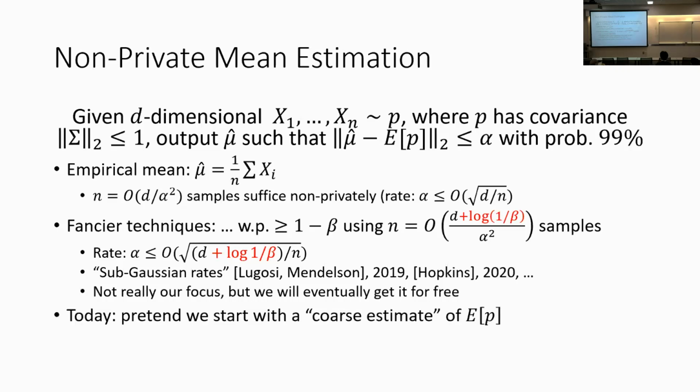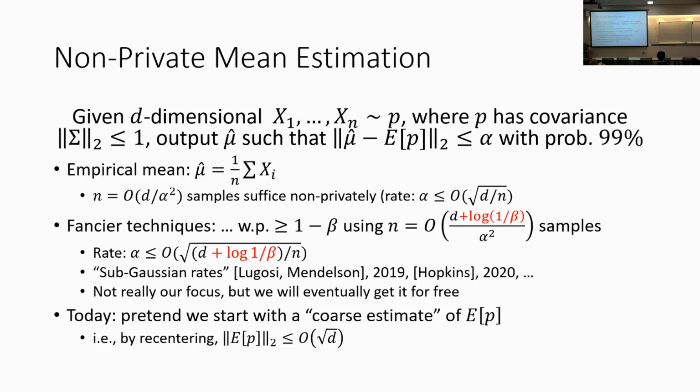And for today's talk, for some technical reasons that come in due to privacy, which I can talk about later offline, I'm going to pretend we start with a warm start, a coarse estimate of the mean that is up to a polynomial sized ball. I put root d, but you can imagine d to the 50, d to the 100, any sort of poly d coarse estimate of the mean. So this is the non-private setting for mean estimation. Very simple, very well understood.